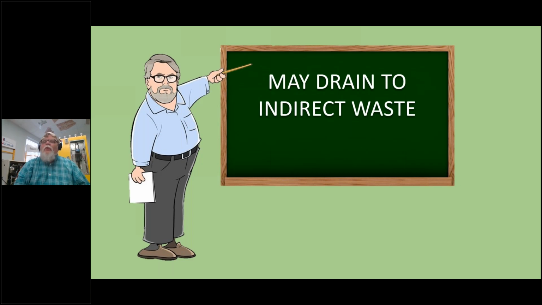It may drain to an indirect waste. A good example of an indirect waste would be a wash machine drain.